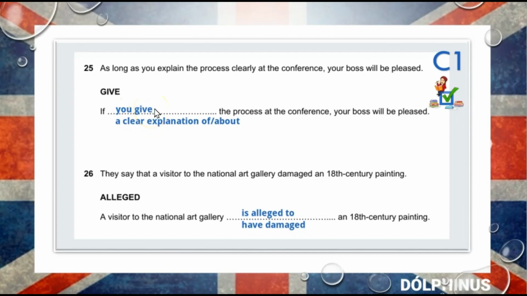Because there are 2 changes, and it is the collocation, give an explanation. However, you do not only have to say give an explanation, but it's telling you that you've got to use explain, explanation, and clearly, which is an adverb, changes into an adjective. So there are also word formation changes. So that's why, as long as you explain the process clearly, it is if you give a clear explanation of the process or about the process.